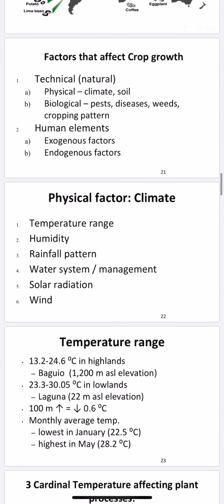So the factors that affect crop growth include, this is the answer to the question that I asked you in the first slide, technical factors, which are natural, like physical, climate, soil, and biological, like pests, diseases, weeds, and cropping pattern. And human elements, which can be exogenous factors, meaning outside, and endogenous factors, meaning inside.